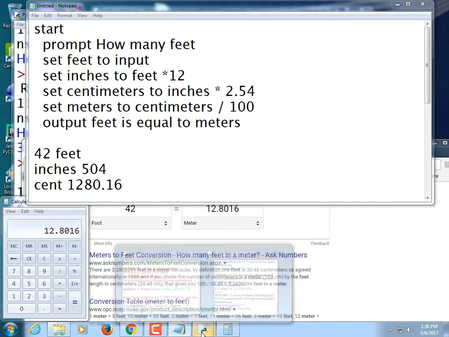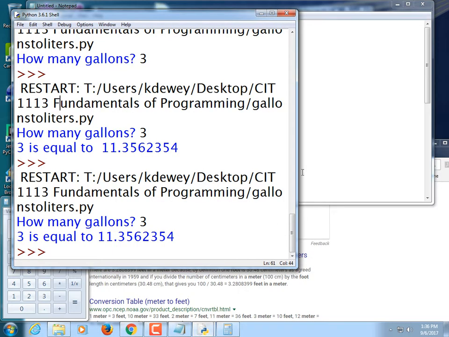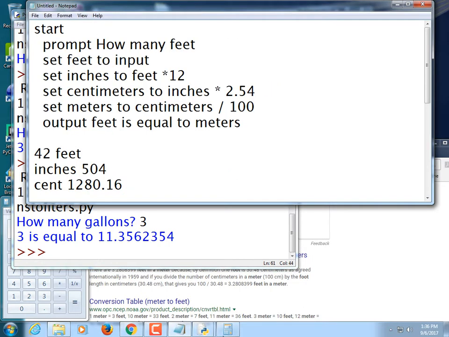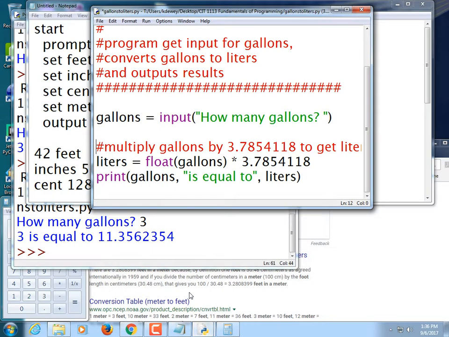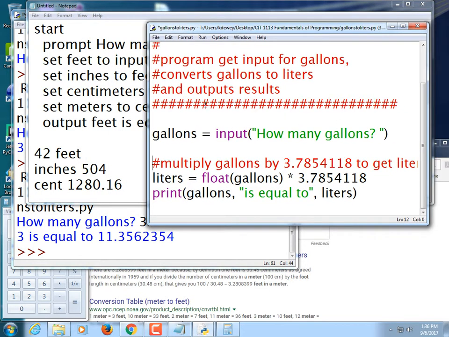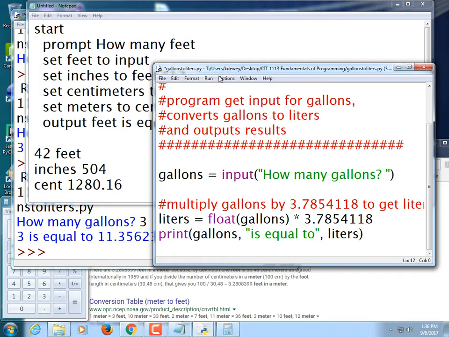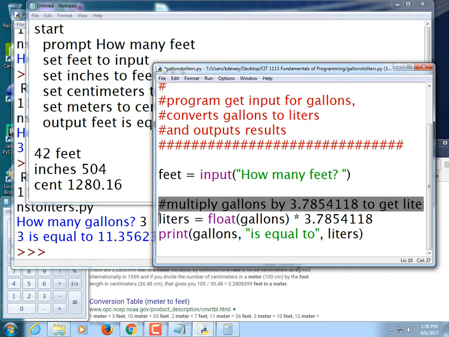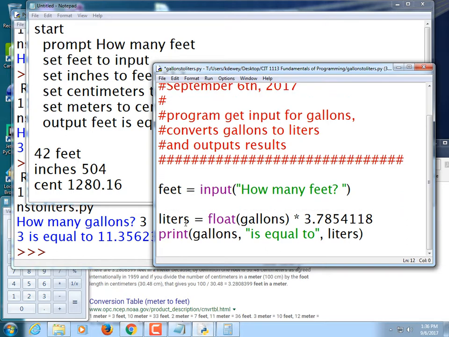Hurry up, we only got 5 minutes. Is this the part that we're gonna turn into Python? Yep. Okay. Turn into Python. Don't worry about fixing your comments because we don't have time. So what are we gonna get input for? Feet?